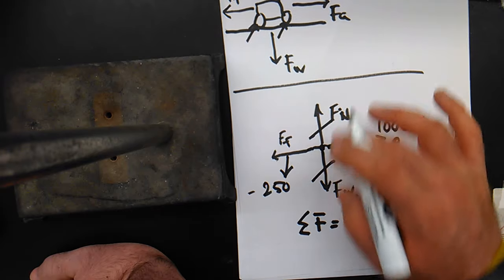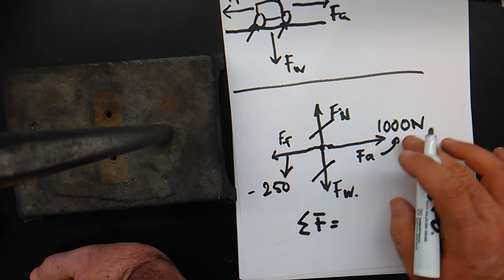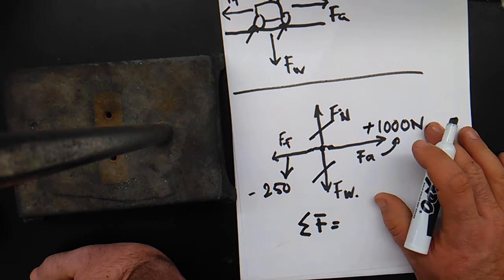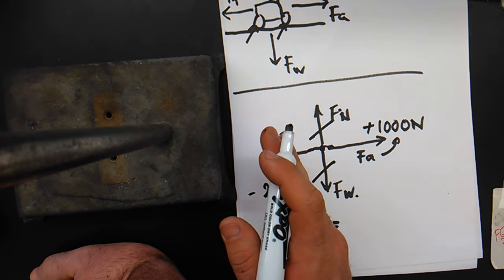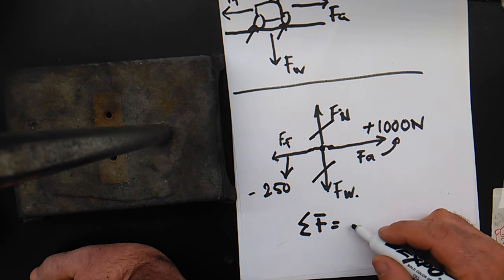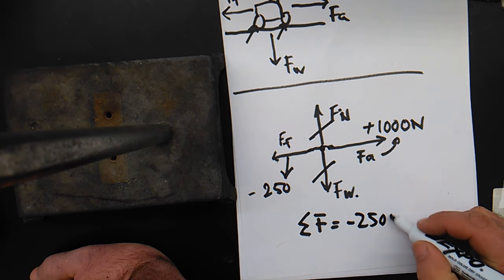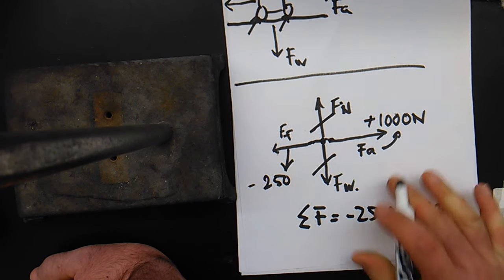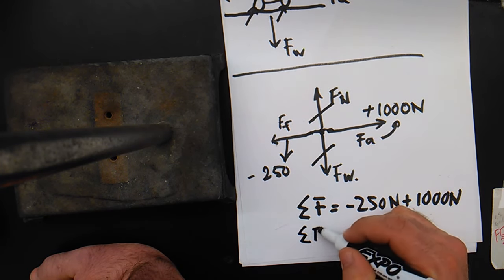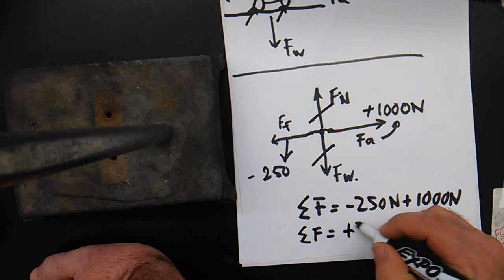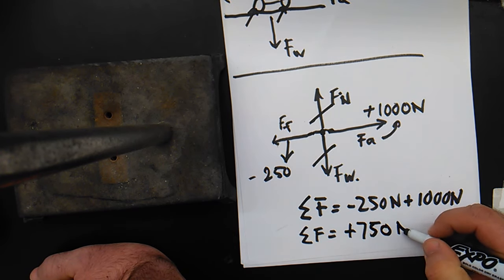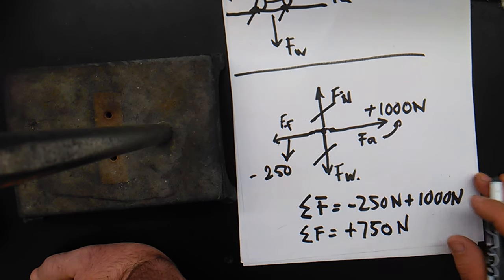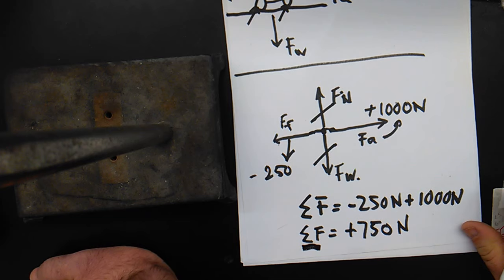So these two cancel. Those are no longer a part of the situation. The 1,000 going to the right is a positive number. The negative 250 going to the left is a negative number. So what we have here is negative 250 newtons plus 1,000 newtons. So the net force in this situation is positive 750 newtons. Later on we can figure out how to get the acceleration from that net force. That'll be the next video.